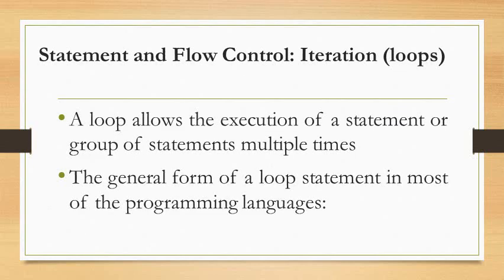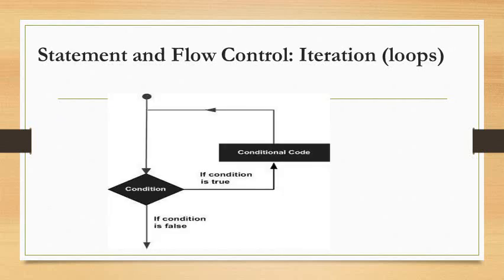All right, the next thing that we're going to see now is what we call iterations or loops. A loop allows the execution of a statement or group of statements multiple times. The general form of a loop statement in most programming languages is indicated in this diagram. We have the condition. If the condition is true, it will operate what is inside the conditional code. Else, if the condition is false, it will operate what will be when the condition is false. We have different kinds of loop statements. Let's look at them.